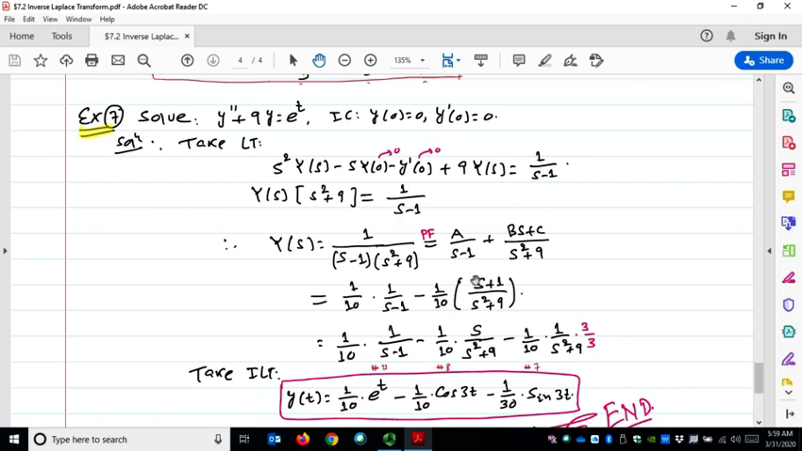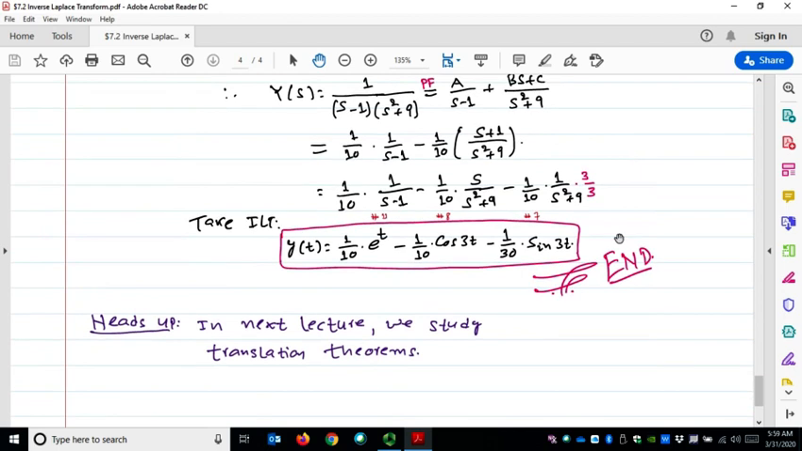So here we distributed: negative 1/10 s over s square plus 9, minus 1/10 1 over s square plus 9. Then to apply the formula, let me scroll down. To apply the inverse Laplace transform, we need to manipulate this last term. For the first one, no problem. So little y of t equals 1/10 times the inverse Laplace transform of 1 over s minus 1, which is e to the t, minus 1/10 times the inverse Laplace transform of s over s square plus 9, which is cosine 3t, minus 1/10. We multiply by 3 and divide by 3, so 3 times 10 is 30, so negative 1/30. Then the inverse Laplace transform of 3 over s square plus 9, by formula 7, is sine 3t.